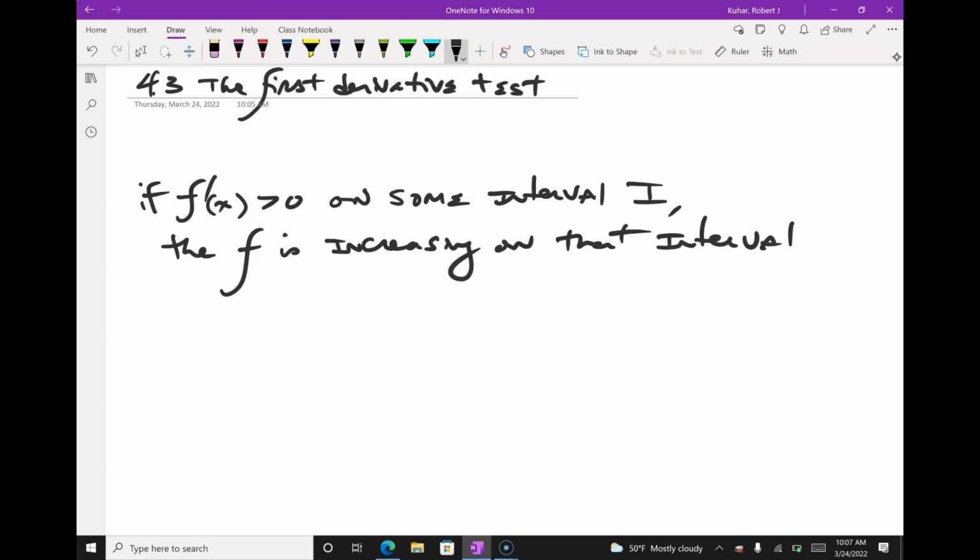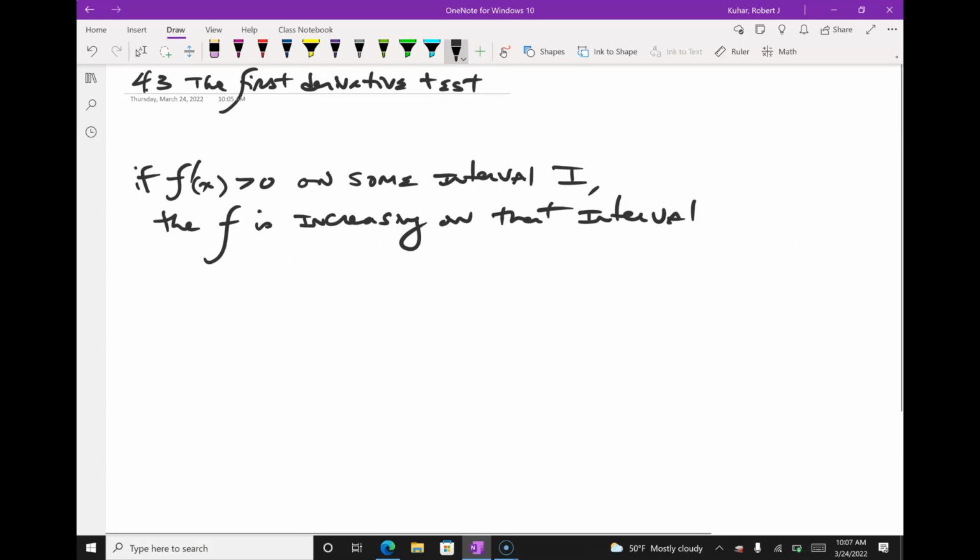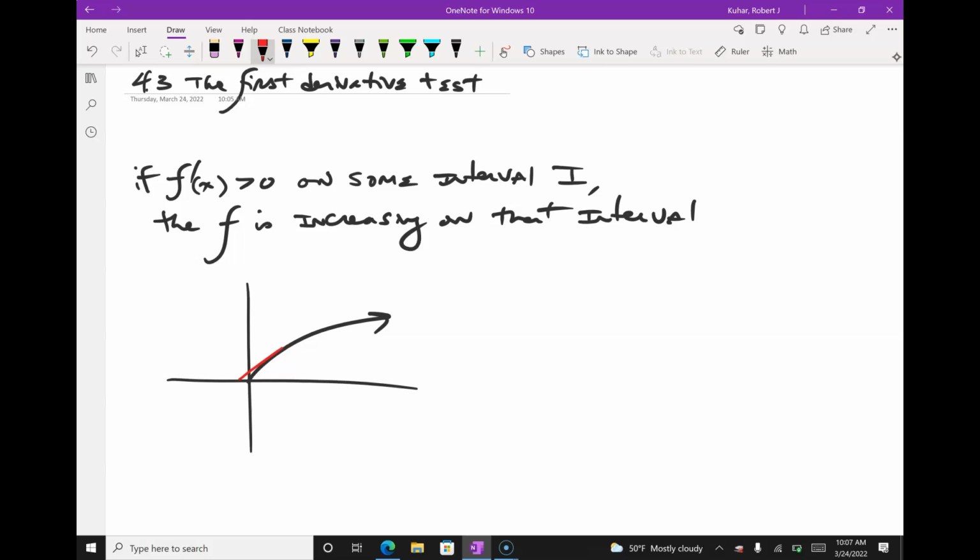So if you think about it, let's take the square root function. If you think about the slopes at any point, what kind of number am I talking about for all those slopes? Is that a positive slope or a negative slope? Positive slope, right? So here's something that's always increasing.